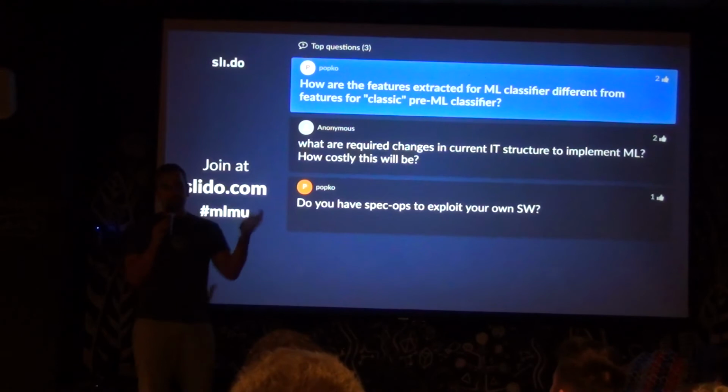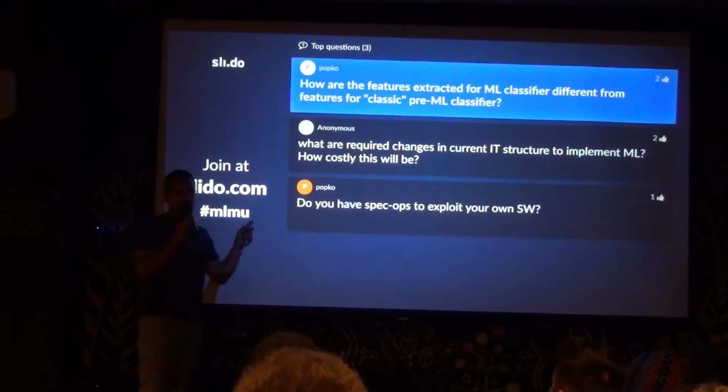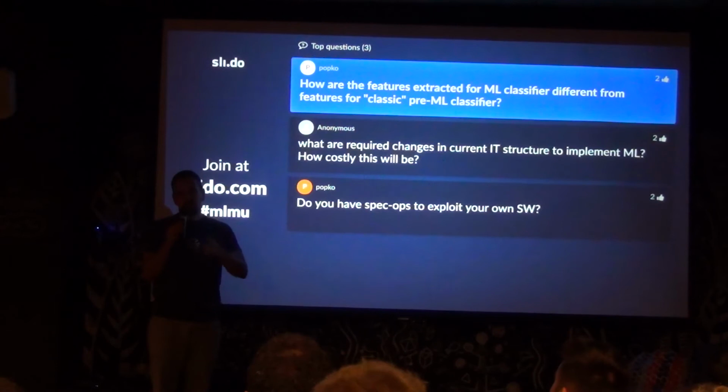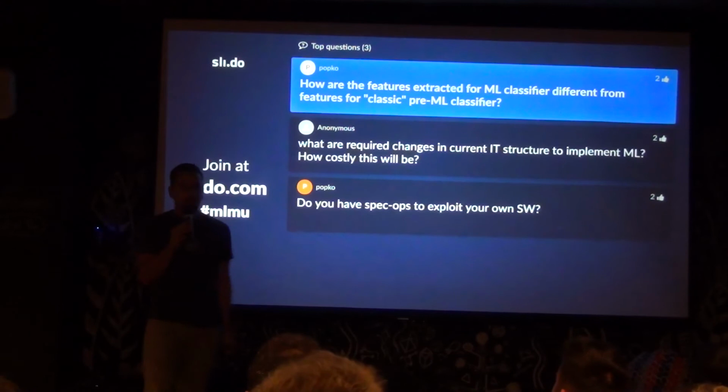Like extraction of opcode information. If there are some strange combinations of opcodes as the processor executes them, it's just too big a number to be processed by humans. So we have some very specific things extracted from files, depending on the file type, basically.